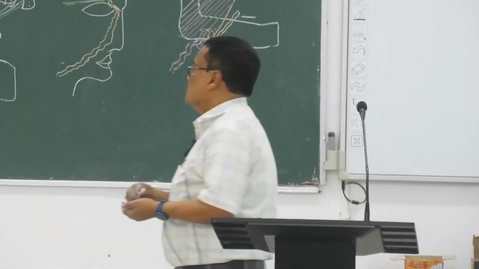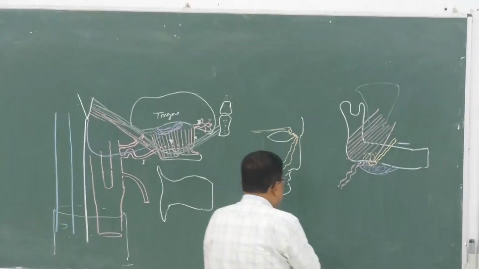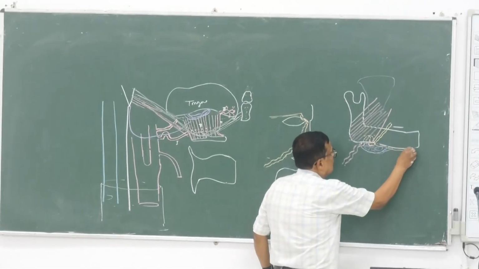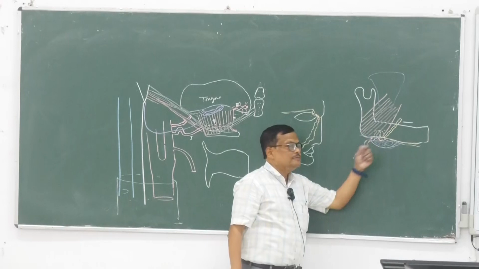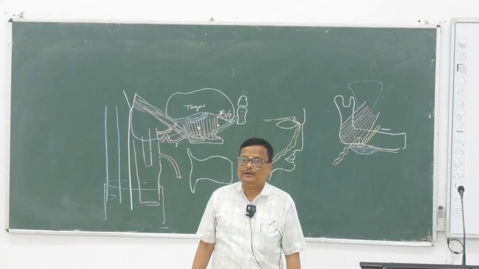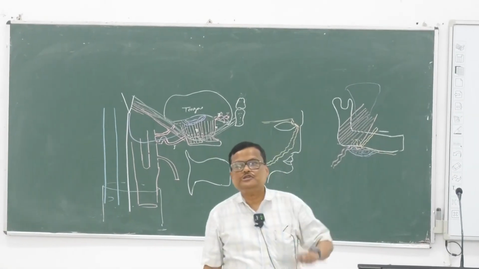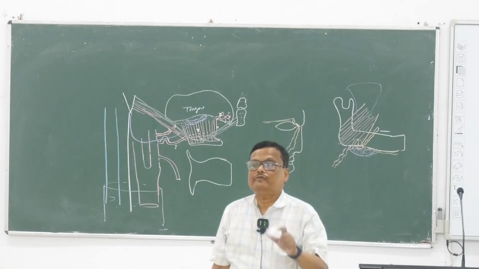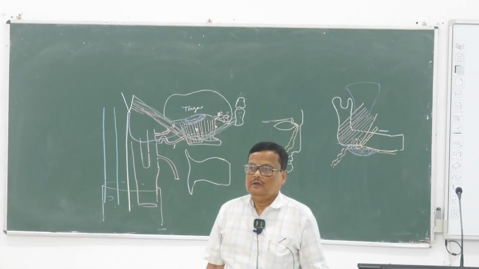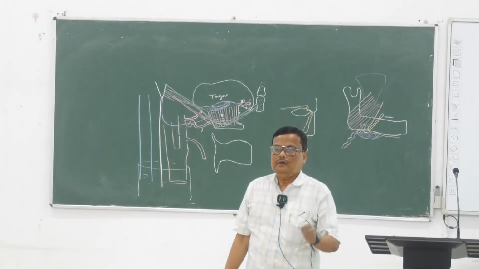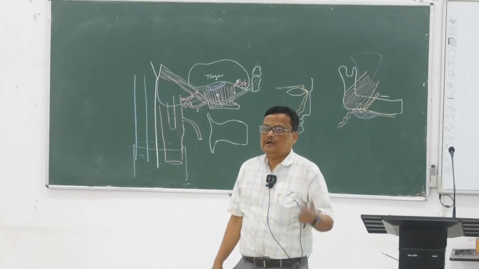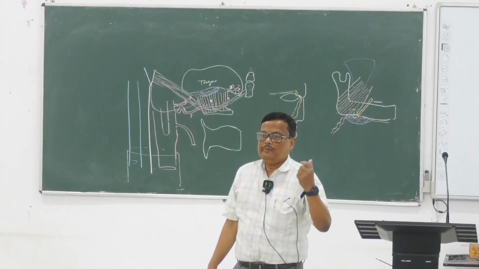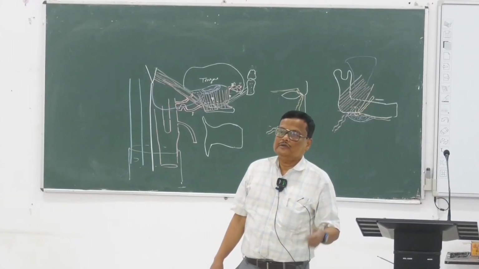And an important branch is present here, known as the superior mental artery. Plus it gives glandular branches to the submandibular gland. So these are the branches in the neck, or cervical part, of the facial artery: ascending palatine artery, tonsillar artery, superior mental artery, and glandular branches.